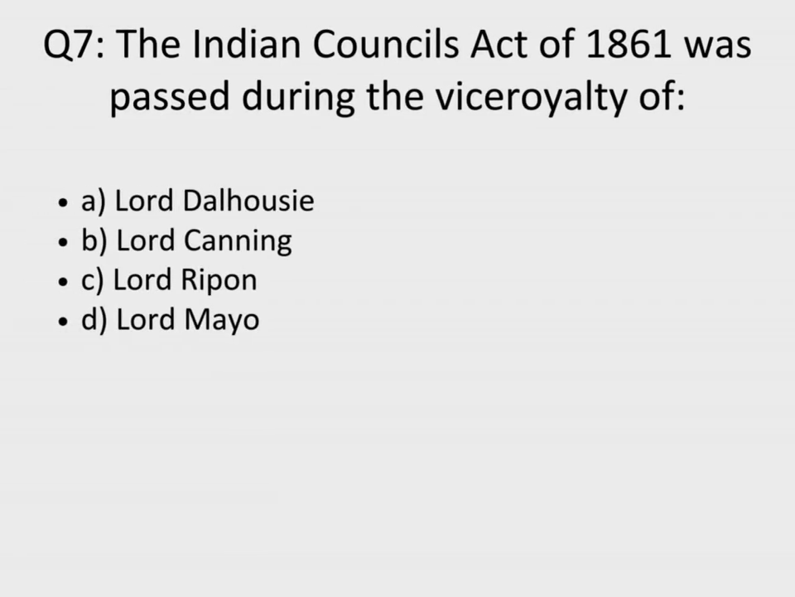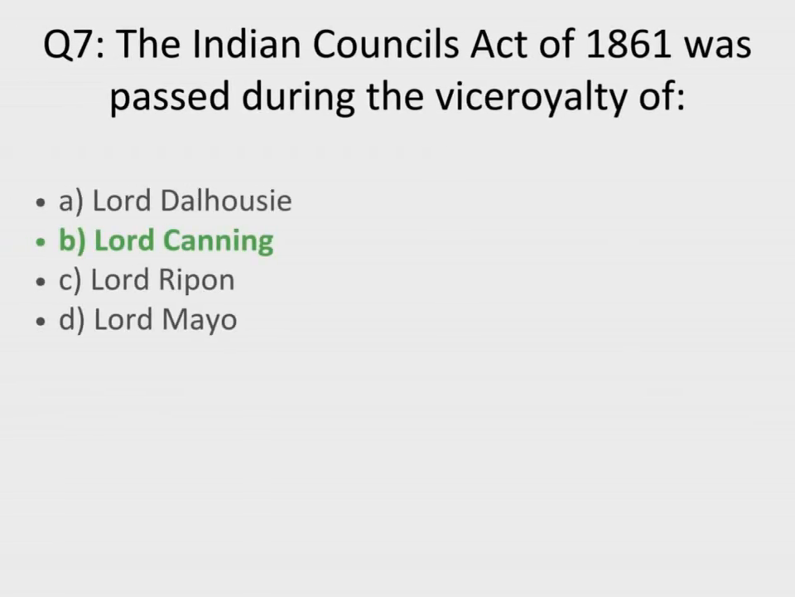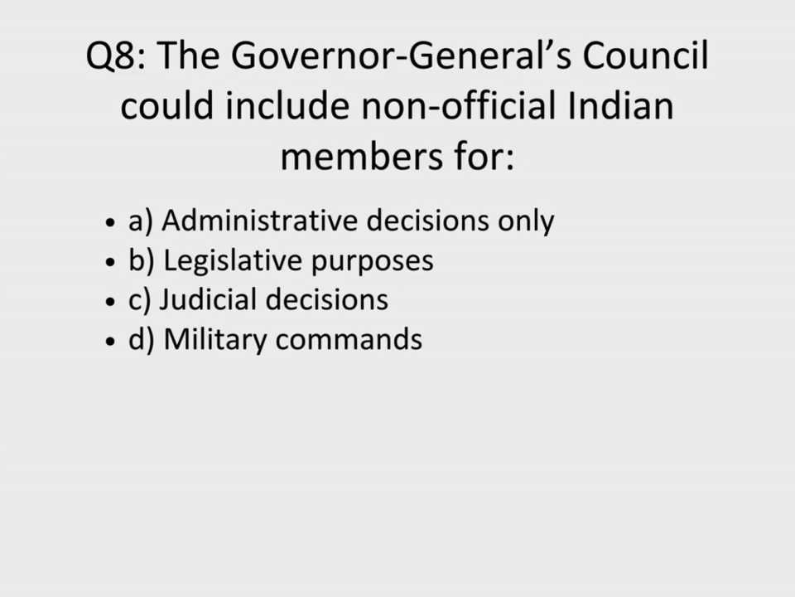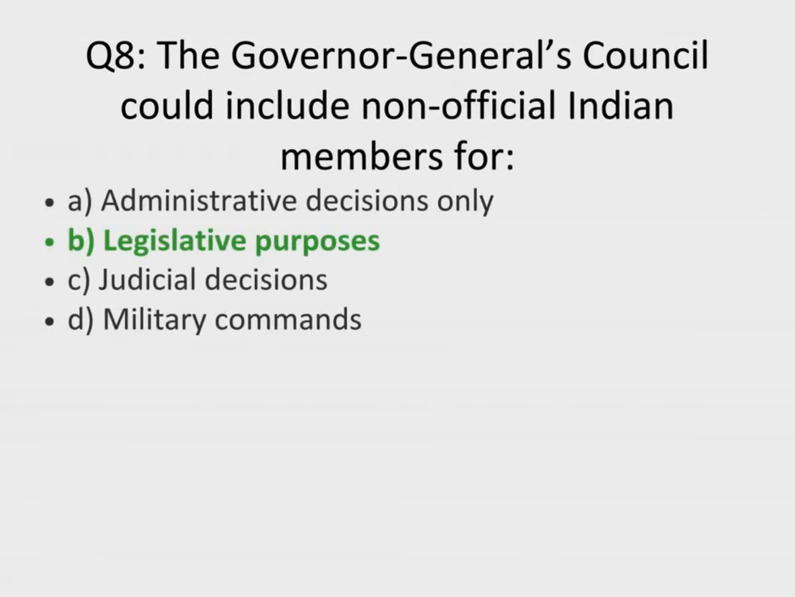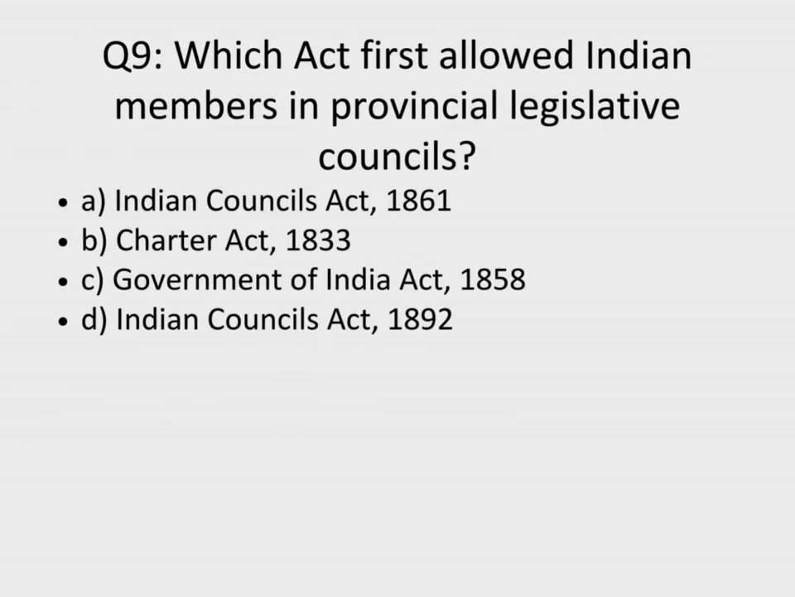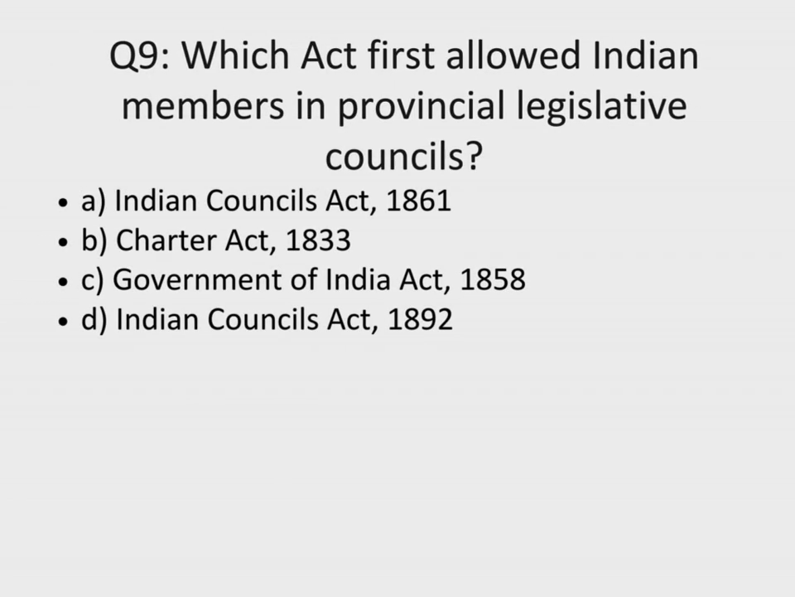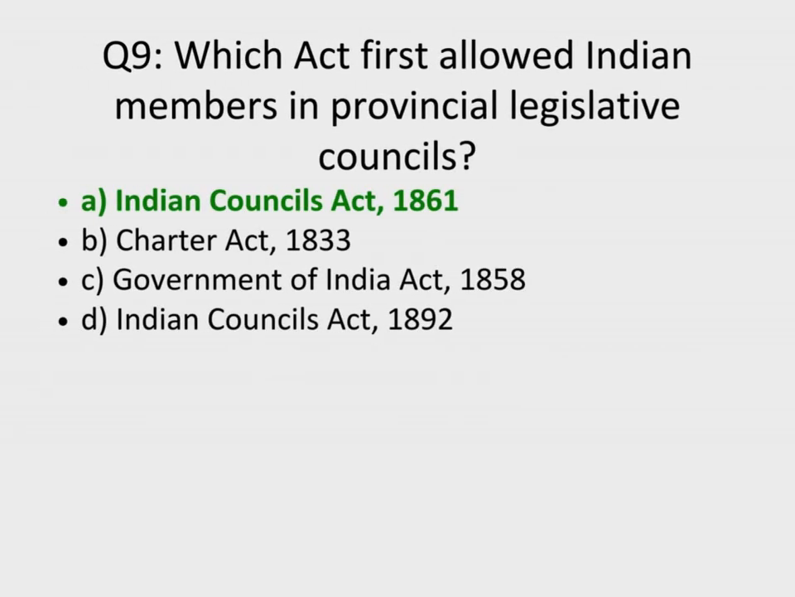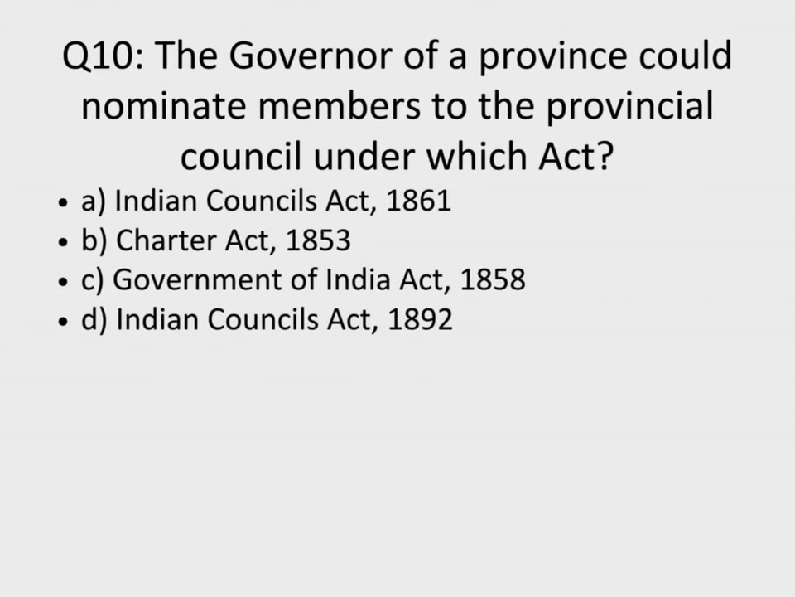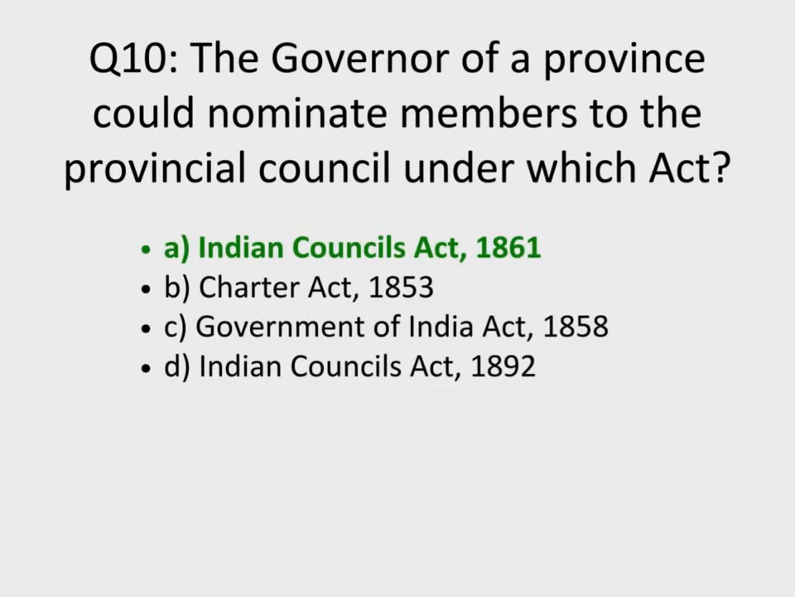7. The Indian Councils Act of 1861 was passed during the Viceroyalty of. Correct answer, B. Lord Canning. 8. The Governor-General's Council could include non-official Indian members for. Correct answer, B. Legislative purposes. 9. Which act first allowed Indian members in provincial legislative councils? Correct answer, A. Indian Councils Act, 1861. 10. The governor of a province could nominate members to the provincial council under which act? Correct answer, A. Indian Councils Act, 1861.